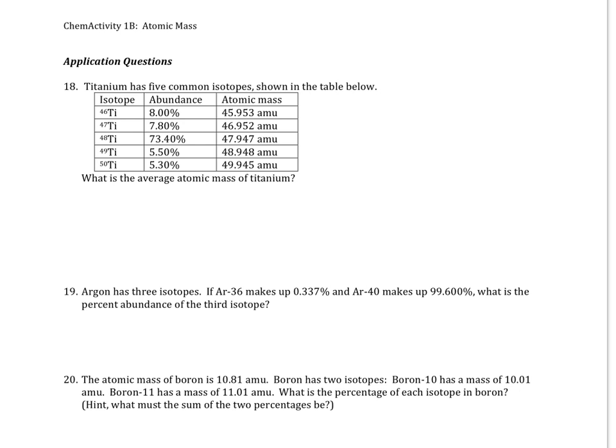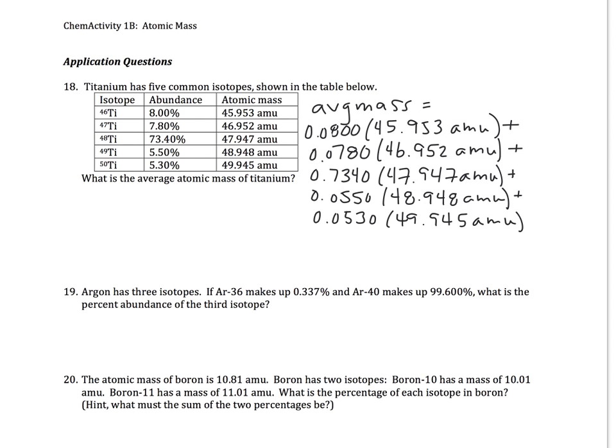This is a recording of the solution to application question 18 in Chem Activity 1B about atomic mass. We're going to use the same equation that we used in the solution to question 17. In this case, the average mass equals the fractional abundance of each isotope times its atomic mass, summed over all the isotopes. So I'm going to write this out and then we'll talk about what's there.